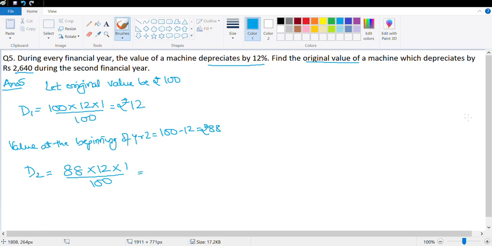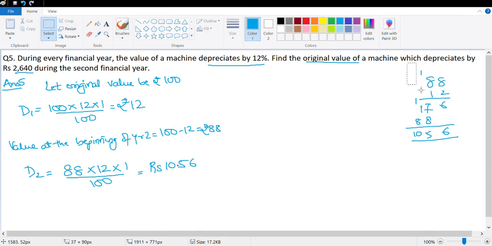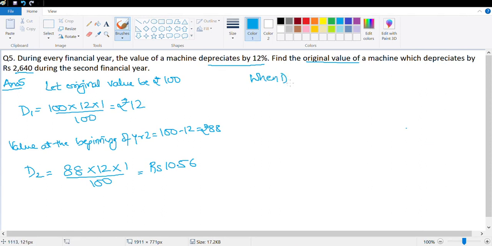Let's do the multiplication. 88 into 12, that's 8 into 2, 16, 16 plus 1, 17, this is 8 and 8, 6, 7 plus 8, 15, this is 1056. So depreciation will be rupees 10.56. Now depreciation for year 2 is given, so let's apply the unitary method. So when D2 is equal to rupees 10.56, original value is equal to rupees 100.